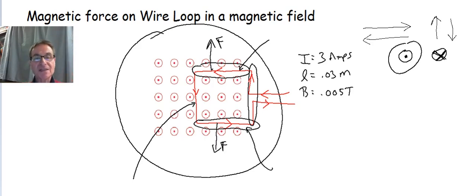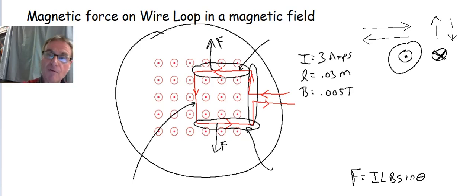Since the current is the same in each wire and the segment is the same length, the force on each one of those segments, since it is equal to ILB sine theta, is going to be equal in magnitude but opposite in direction. So what's going to happen to those two forces on the top and bottom wires? They're going to cancel each other out. Okay, so we don't have to worry about those forces.